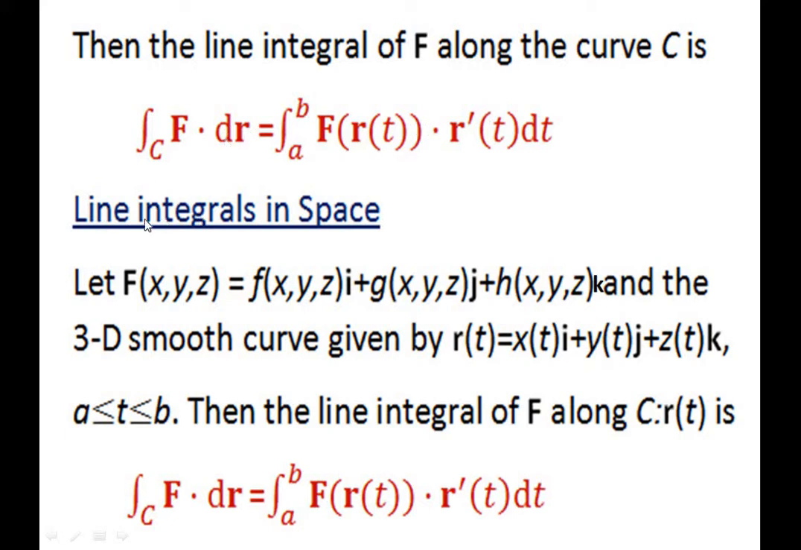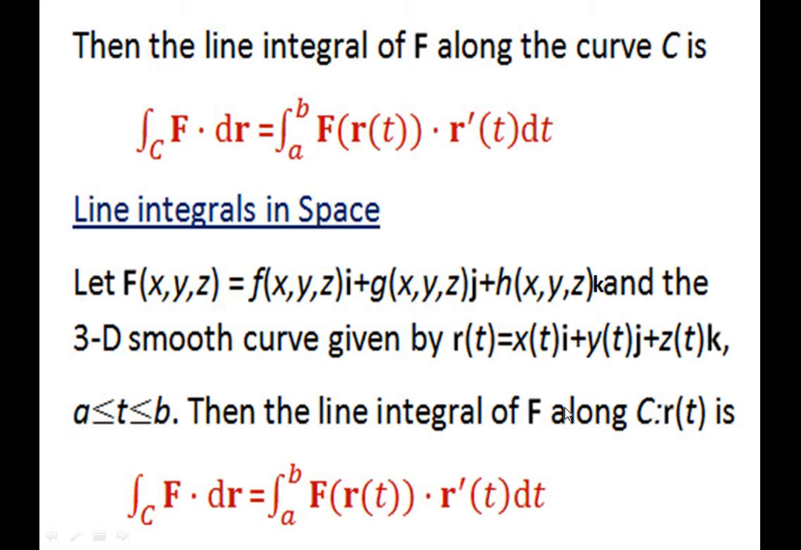Okay, now we want to move to line integrals in space. We have the third coordinate also. Let f equal to f of x, y, z, that is f of x, y, z I cap plus g of x, y, z j cap plus h of x, y, z k cap. Here we have k cap. And the three-dimensional smooth curve is given by r of t equal to x of t I cap plus y of t j cap plus z of t k cap, where t varies from a to b.